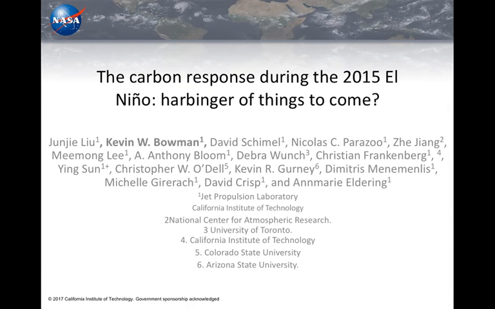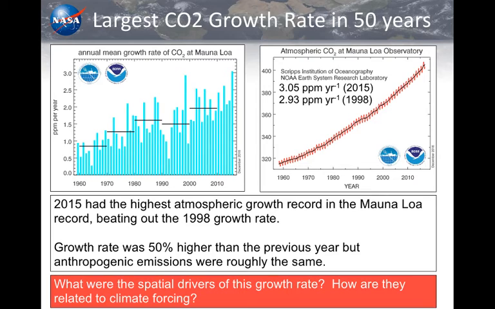except for back in 2015. 2015 had the largest atmospheric growth rate since David Keeling started making those measurements back in the late 50s. And the question is why? Where did it come from? And what's the relationship, or what insight can we gain from this sort of forcing on what might happen in the future?